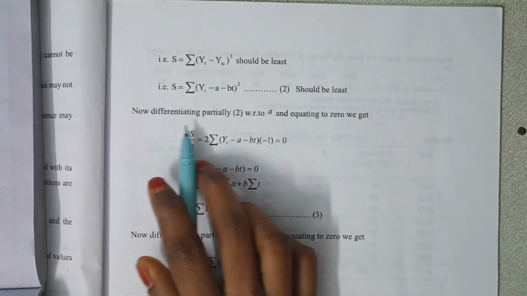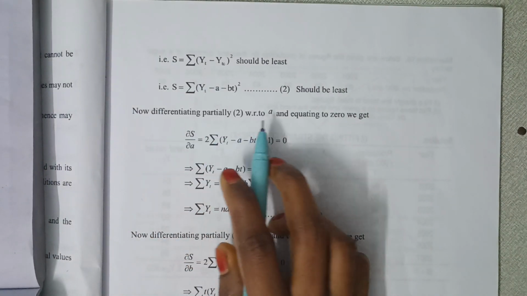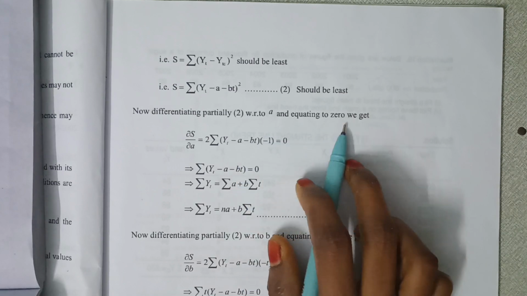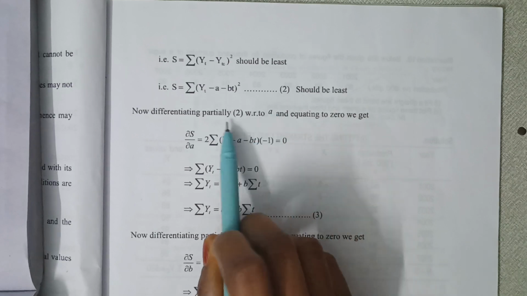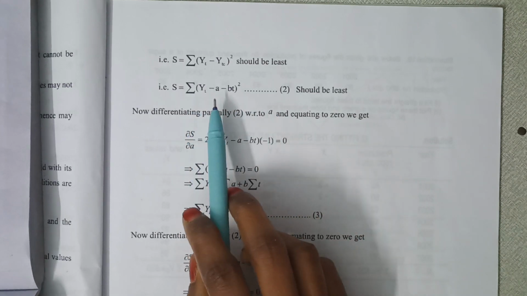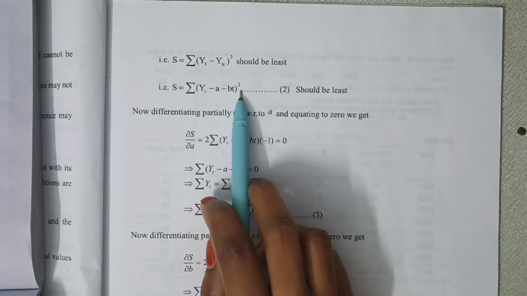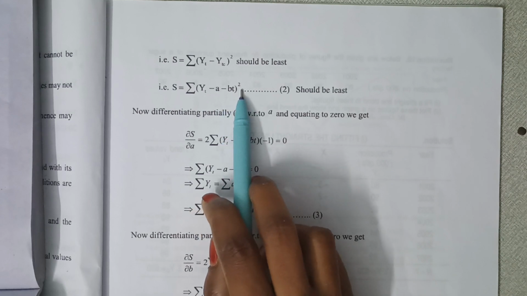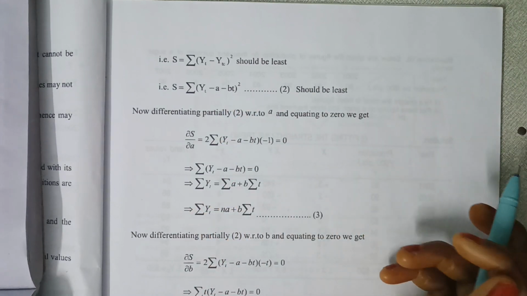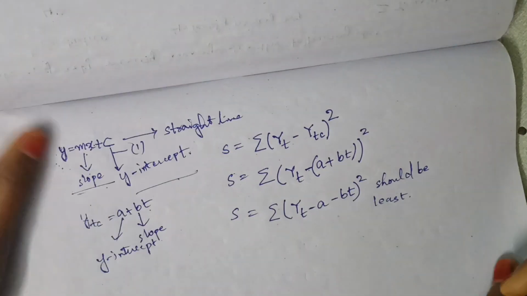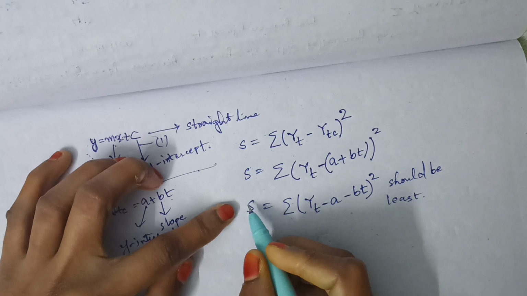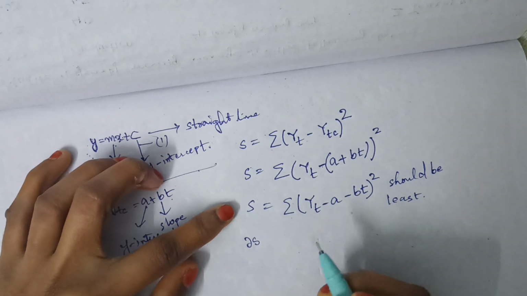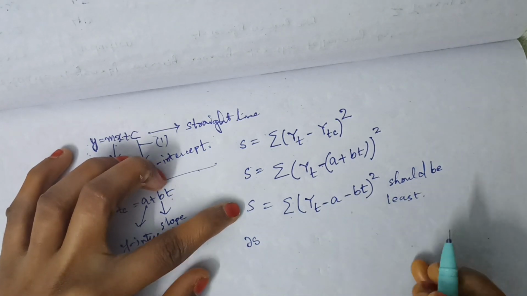Now what we need to do? Now we need to differentiate partially with respect to a and equate to 0. So we need to partially differentiate this equation and write it as equal to 0. Therefore, if we partially differentiate, what does it become? Dou S by dou a, since we are differentiating with respect to a now.